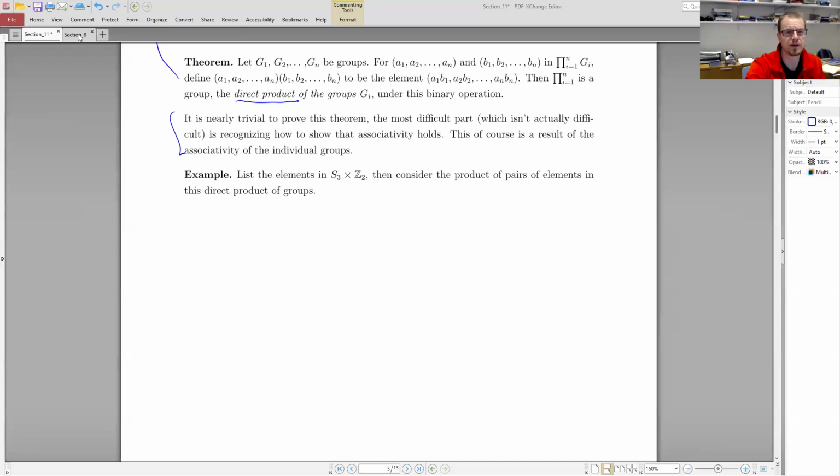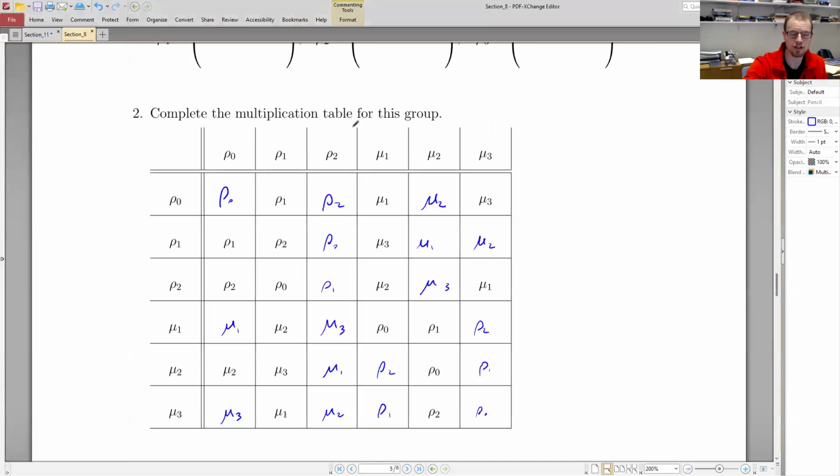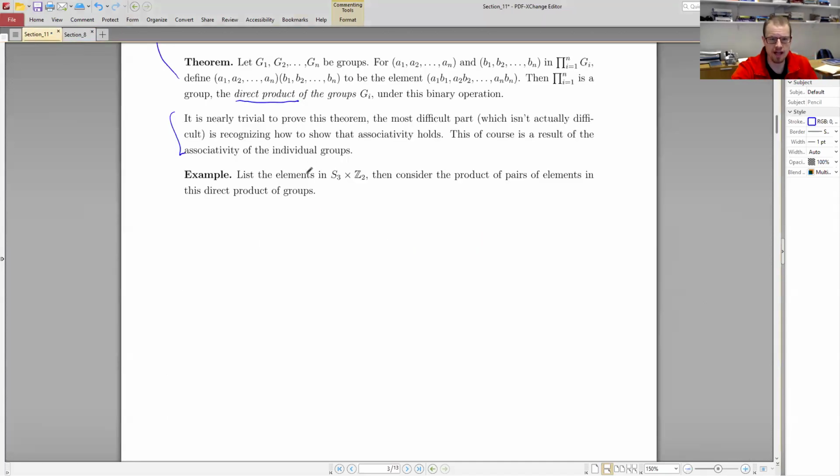All right, I was able to grab onto the multiplication table for S3 here, which we had developed in an activity previously. All right, so we want to list the elements in this Cartesian product of S3 and Z2, then consider the product of pairs of elements in this direct product of groups.